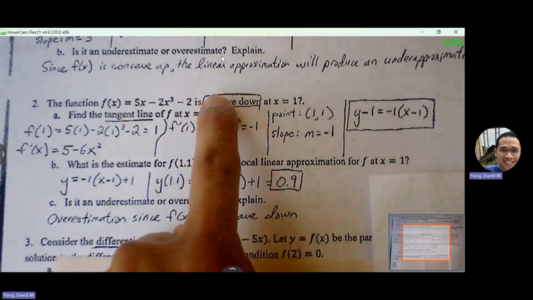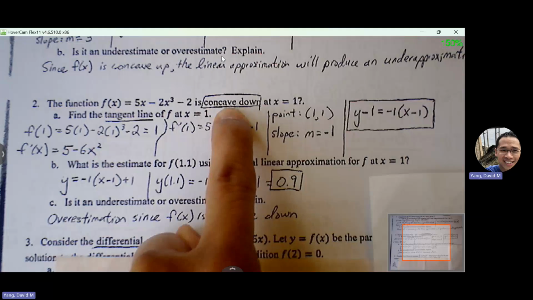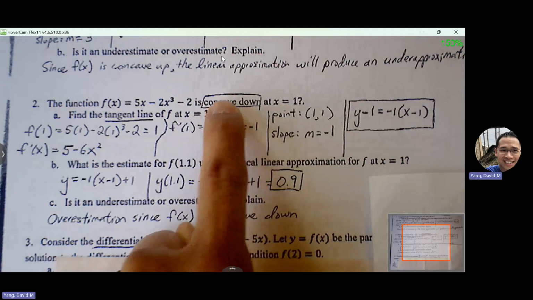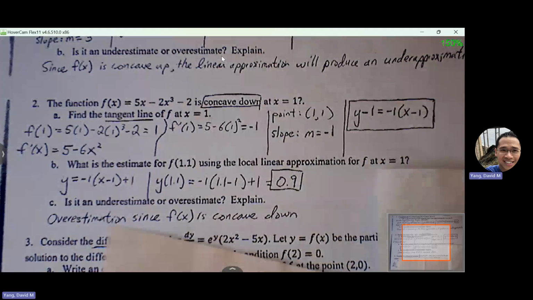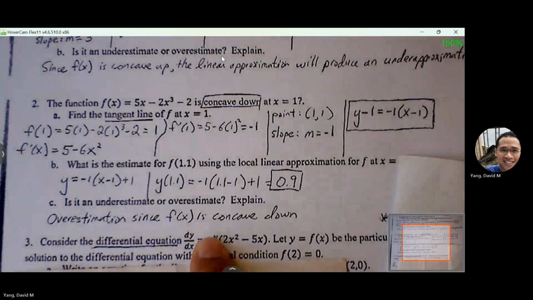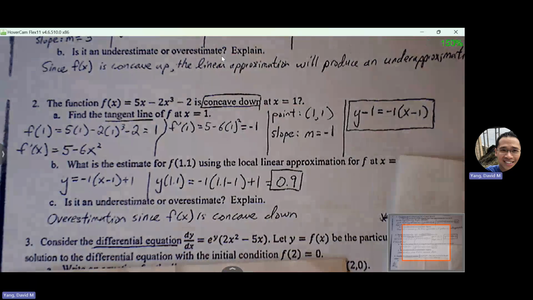Okay, our graph is concave down. So any linear approximation is going to be what? Overestimation, yeah. That's all we need to state. Is that all we would have to say on a test? Yeah, that's all you need to say, yeah.